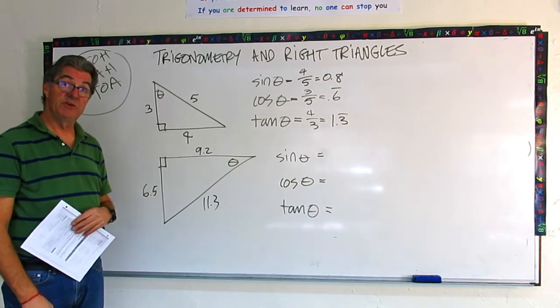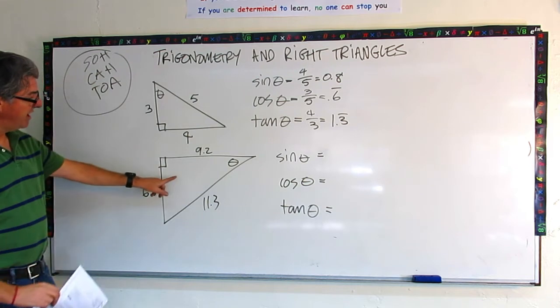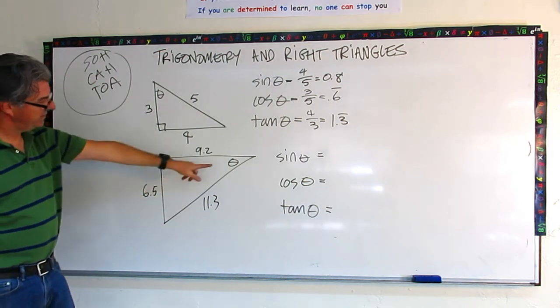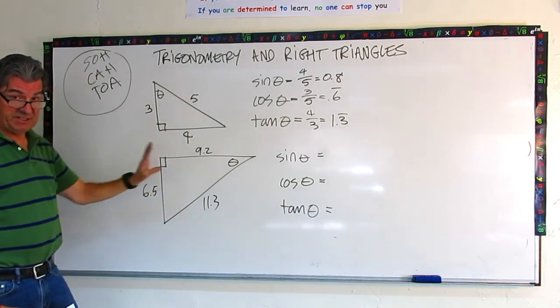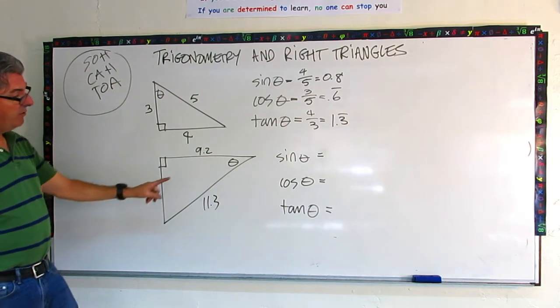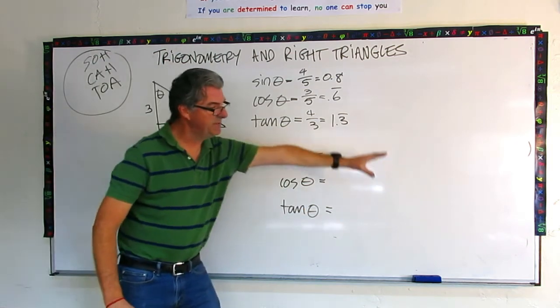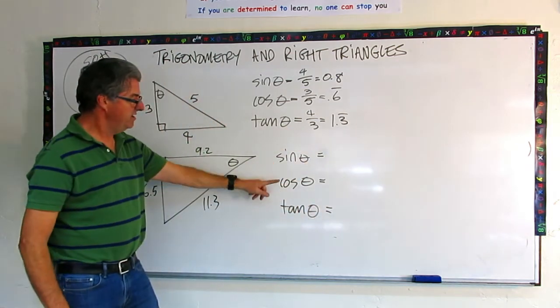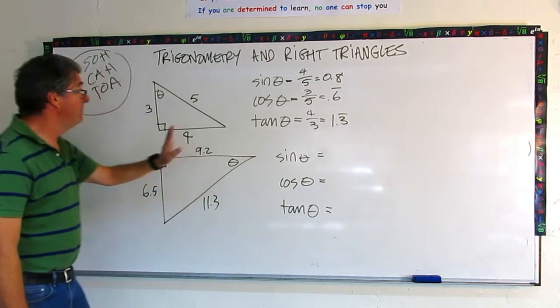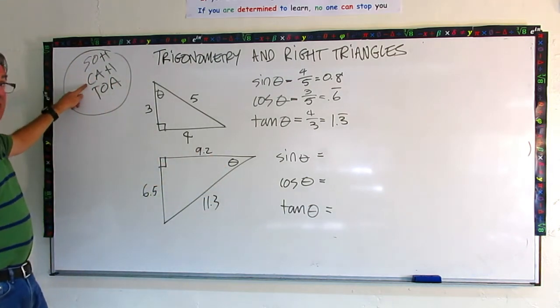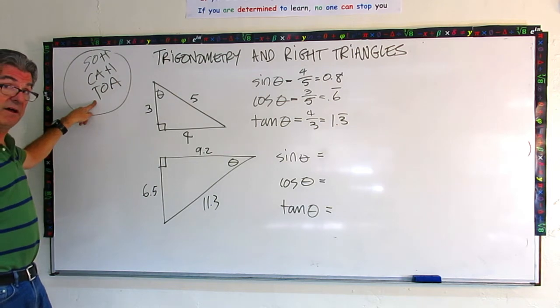Okay, here's one for you to try. I've drawn another right triangle. I've flipped it, picked a different angle for theta, but same idea. So what I want you to do is write the fractions, turn them into decimals for sine, cosine, and tangent. And remember your SOHCAHTOA.